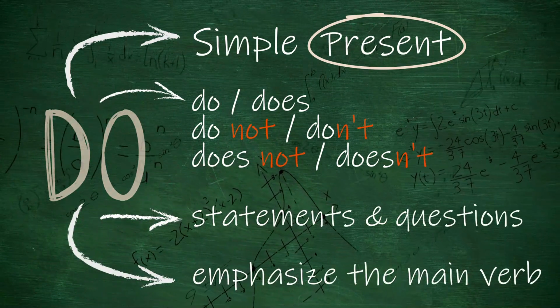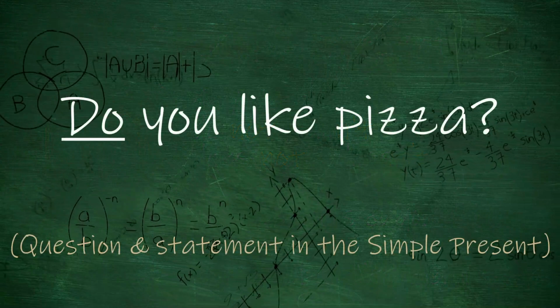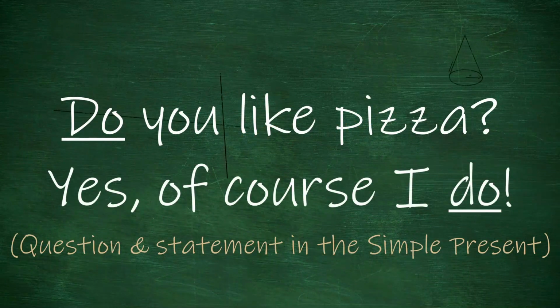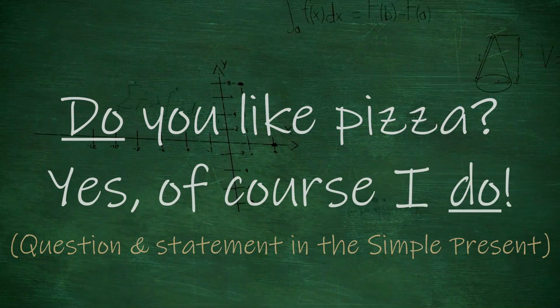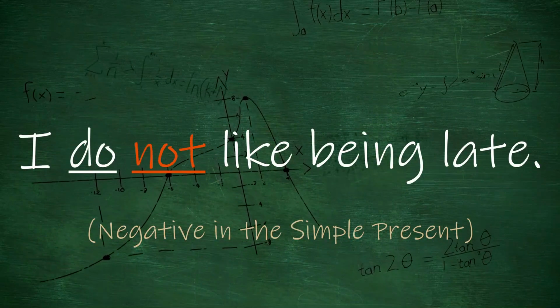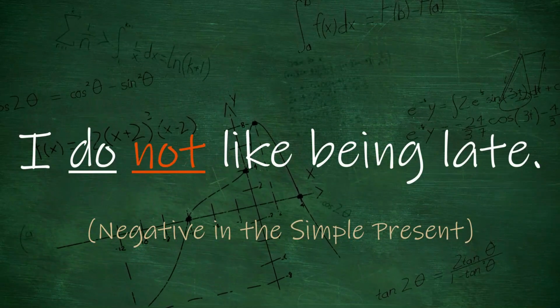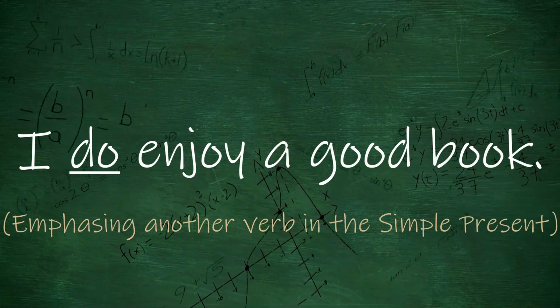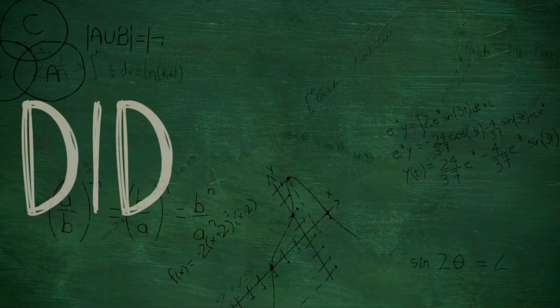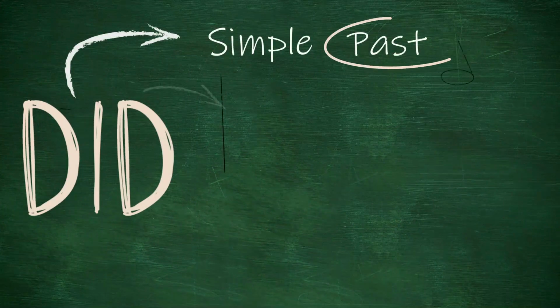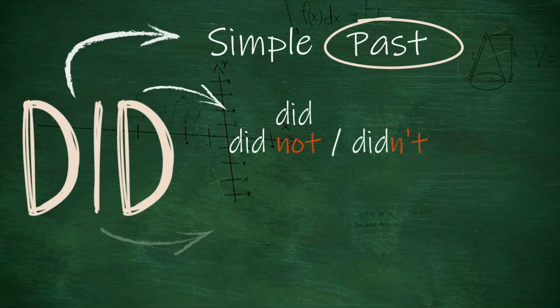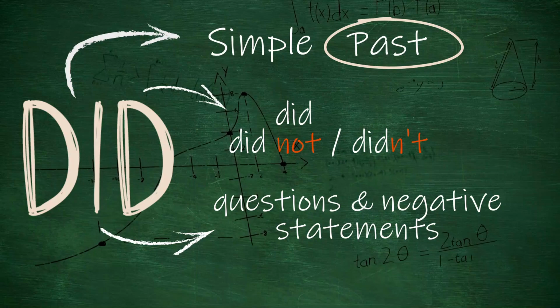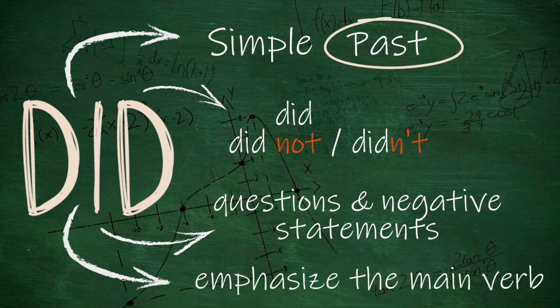another verb. For example, do you like pizza? Yes, of course I do. I do not like being late. I do enjoy a good book. "Did" is the past tense of "do". It's used to form questions and negative sentences in the simple past.